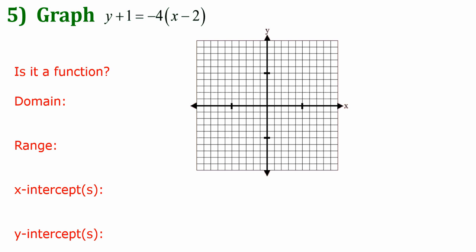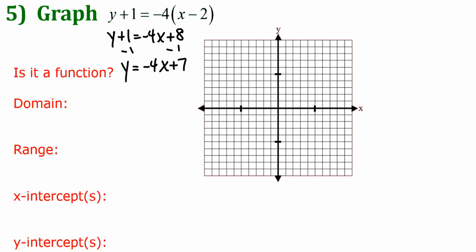So here we have the equation y plus 1 equals negative 4 times the quantity x minus 2. And you can see that this is written differently than the other equations. We could take this equation and simplify it so it matches the other formats. In order to do that, we would multiply negative 4 through x minus 2, which means we would have negative 4x plus 8 is equal to y plus 1.